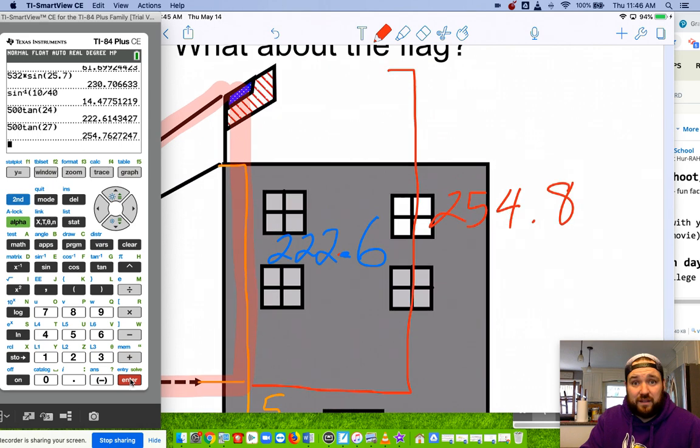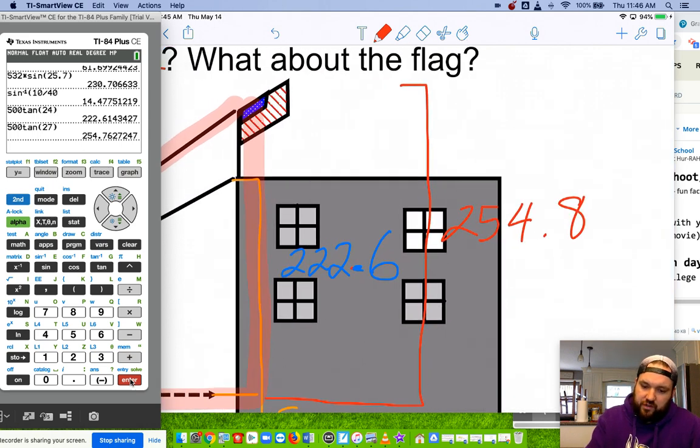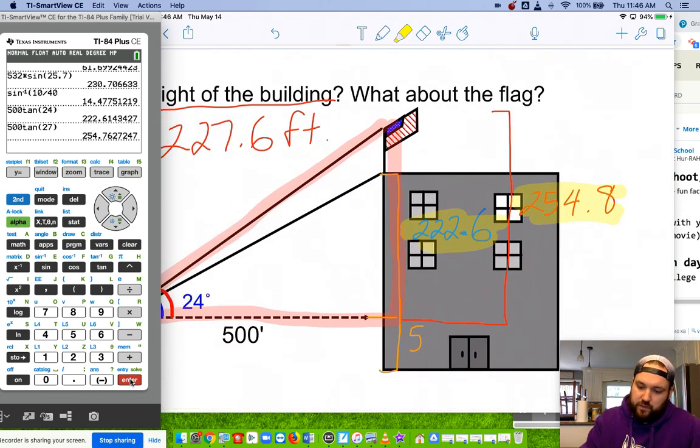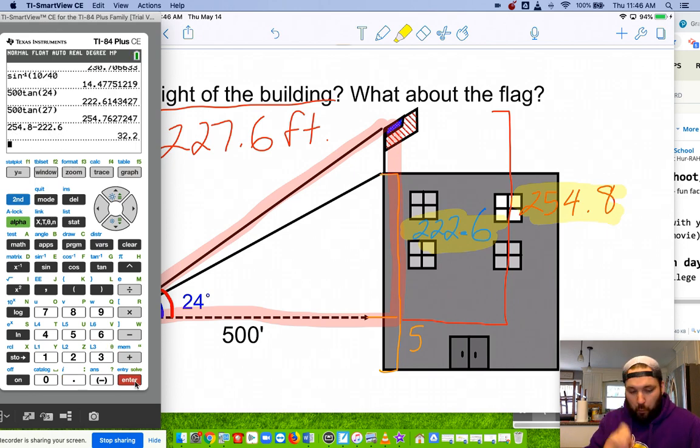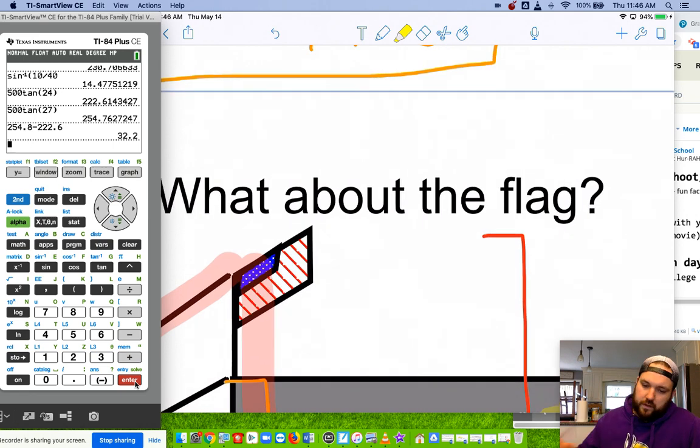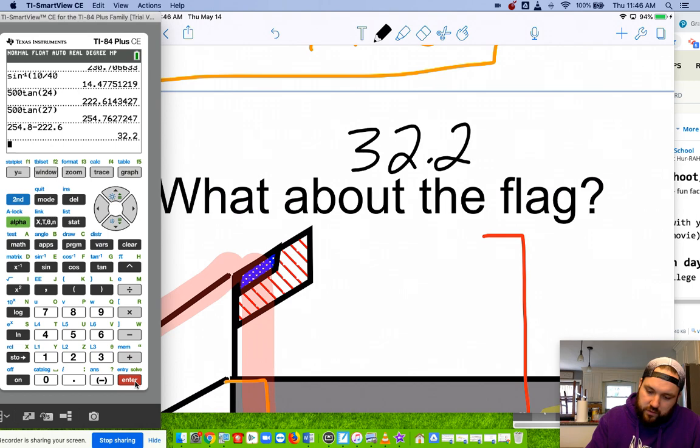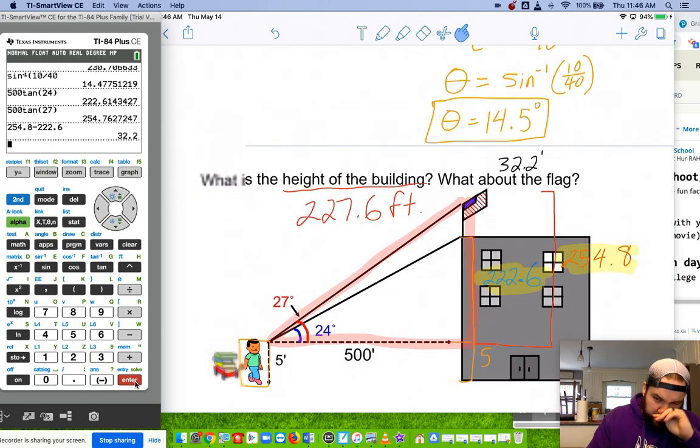So if I want to find the height of the flag, I can subtract these two values from one another, because the distance between those two will end up giving me the height of the flag that's on top of the building. So if I do 254.8 minus 222.6, it's 32.2. So that then is the height of the flag, 32.2 feet.